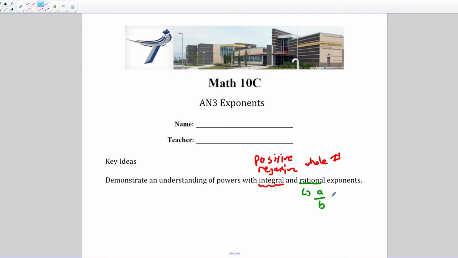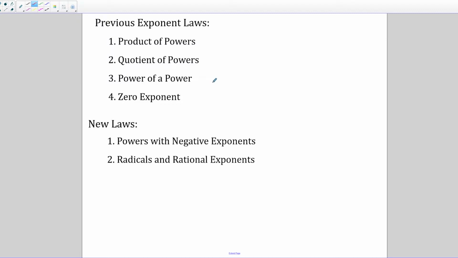Most of the exponent laws that we're going to explore in this outcome stem back to grade 9, so that includes your product of powers law, quotient of powers, power of a power, along with your zero exponent law. So those were all found back in grade 9. Now when we look at the new stuff for grade 10, we're going to talk about powers with negative exponents, as well as radicals and rational exponents.